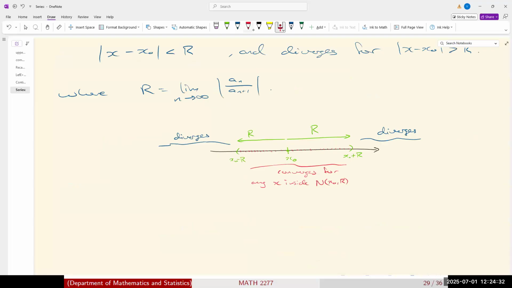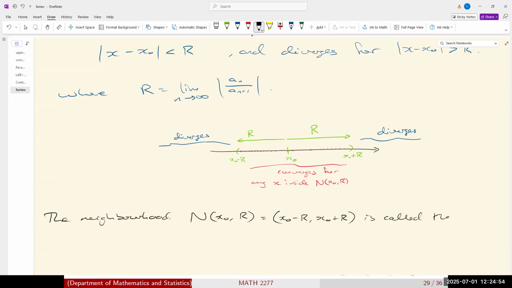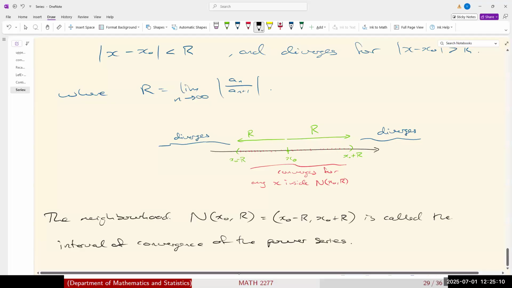So the neighborhood, which is centered x0 with radius r, which of course you know is x0 minus r to x0 plus r, is called the interval of convergence of the power series.